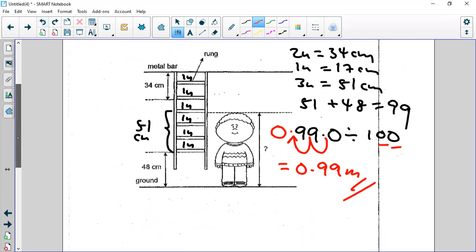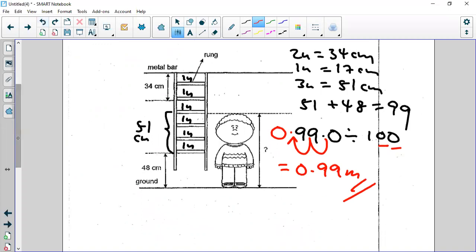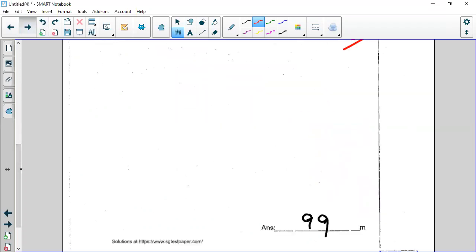Okay, let's go to the next one. Can we move on to the next one already? Clear so far? Okay, so let's go to the next one. Okay, what's the next one? And coming to the end soon already.